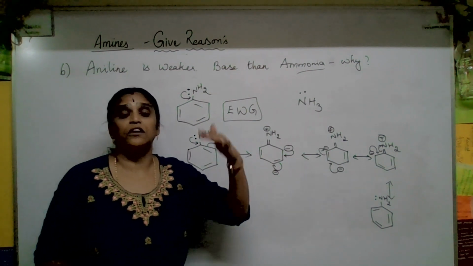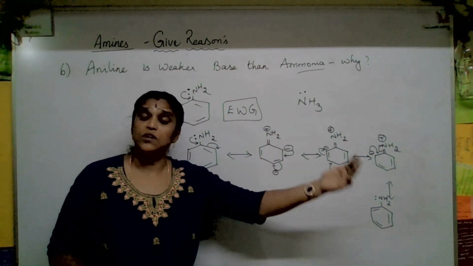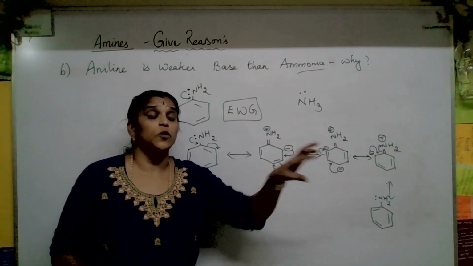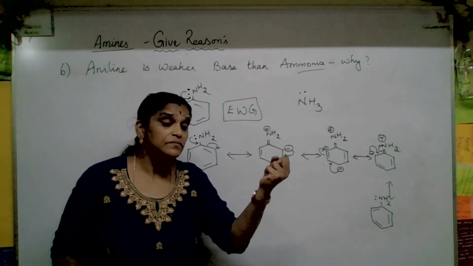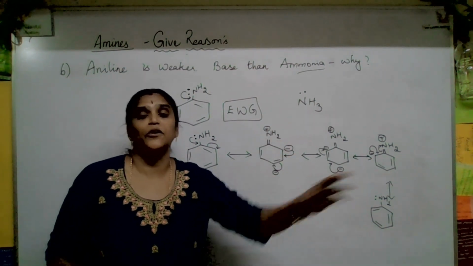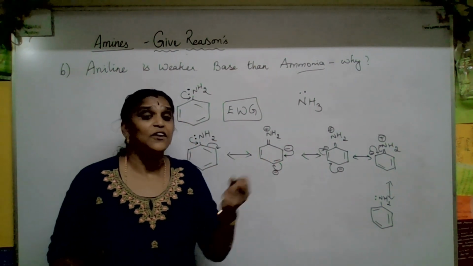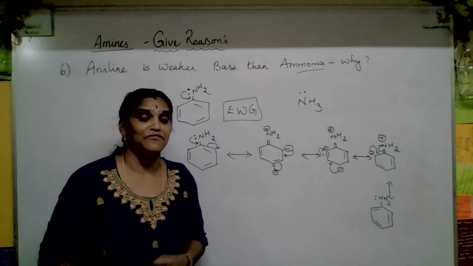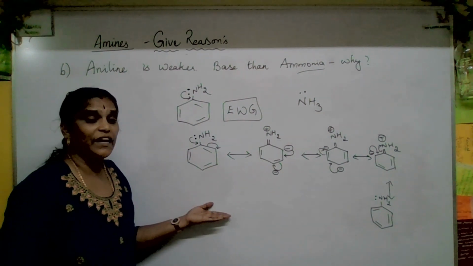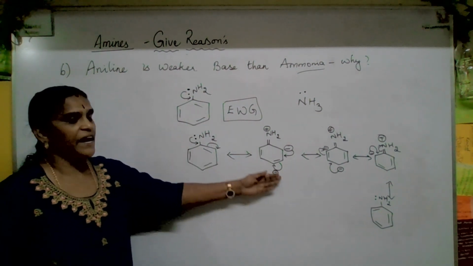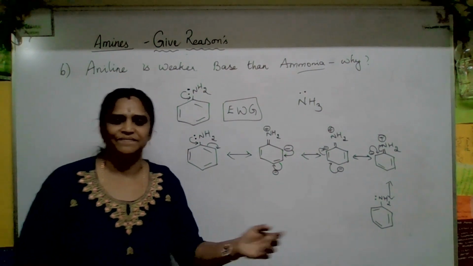When the lone pair of electrons is on an amino group attached to an alkyl group, the alkyl group is an electron donating group, so it supports the donation. Whereas here the benzene is an electron withdrawing group, so the lone pair is taken for the resonance. Hope you're clear. Okay, let us go and identify some more questions.